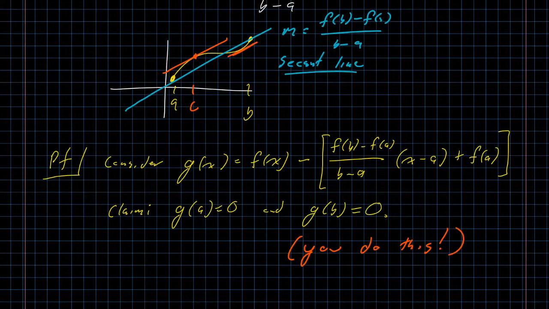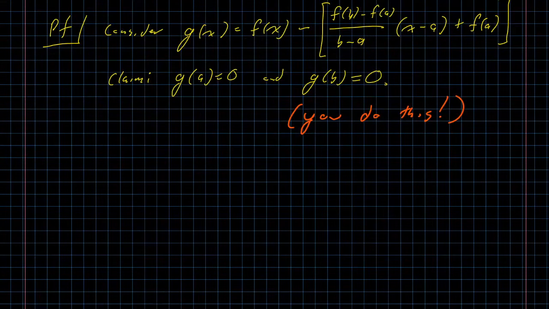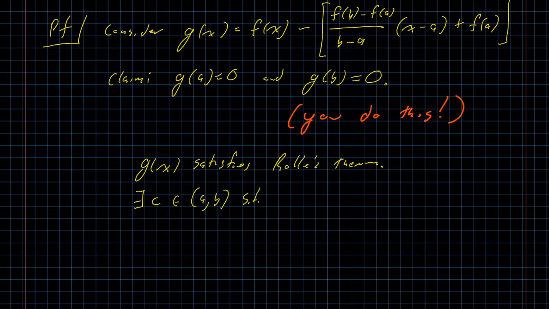I'm not going to take the time to go through that algebra. I would like you to do that on your own. I would like you to evaluate g of a and g of b and verify that you get 0 in both cases. Once we have that, the rest of this is fairly straightforward. There must be a point c somewhere in a, b so that g prime of c is equal to 0.